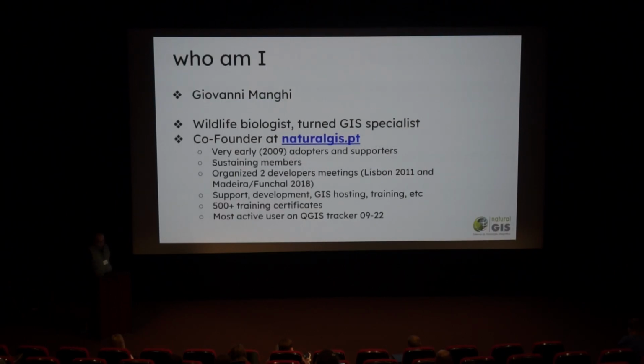So my name is Giovanni. I'm Italian, but I live and work in Portugal since long. Actually, I'm a wildlife biologist by trade. At some point I changed my career to GIS. I co-founded a company called Natural GIS. We were very early QGIS adopters, 2008, 2009, so long time ago.